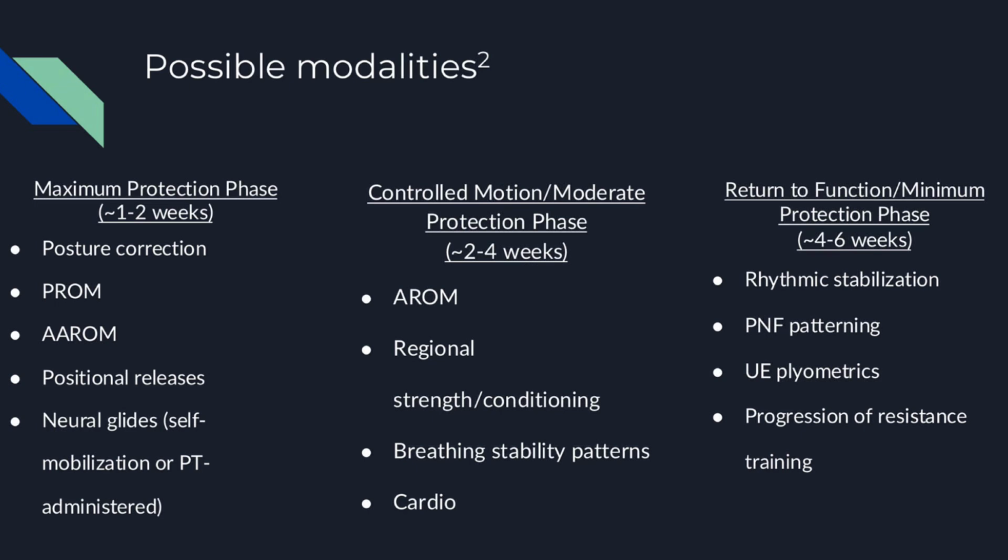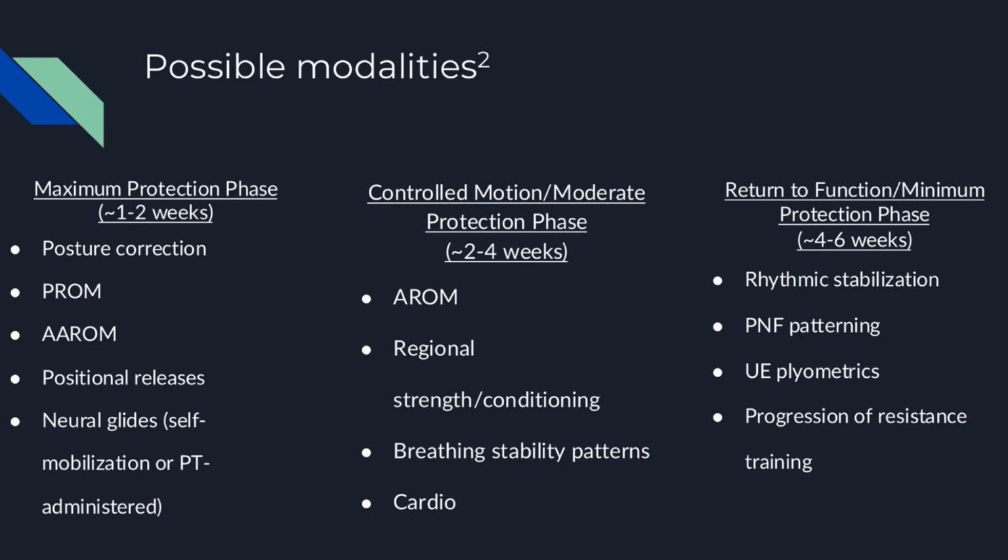Some positional release techniques, if it's maybe tight muscles that are causing this compression. Neuroglides, if they're having a lot of neurological symptoms, we'll want to try to centralize their symptoms. If they're feeling tingling or numbness in their fingers, we'll want to move that radicular pain up and closer to the origin of that. That would be one of the goals of our treatment.